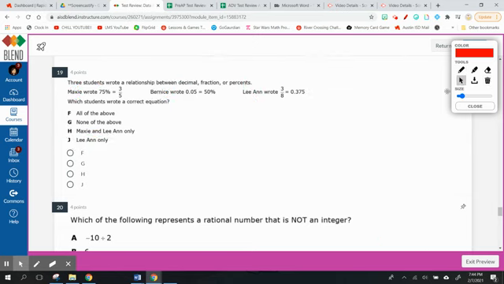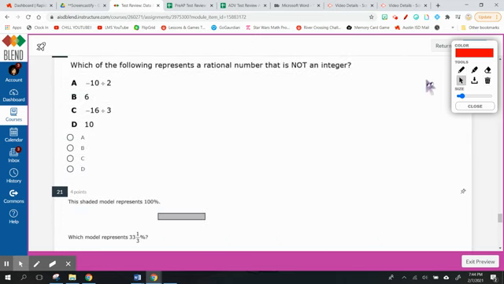Quick division problem. All right, number 20. Which of the following represents a rational number that is not an integer? Rational numbers include fractions, decimals, and percents with values, right? An integer would be like negative 12, something like that. All right, so let's take a peek. We've got negative 10 divided by 2. Well, that is negative 5. So that's not it. Well, 6, technically it's an integer, but we're looking for something that has a fraction, decimal, or percent, so nope, which means we can also get rid of D.